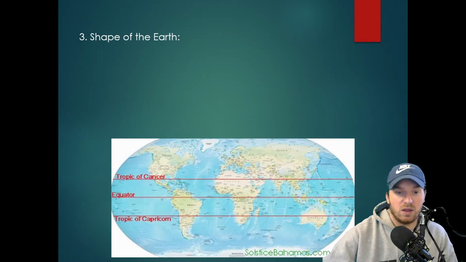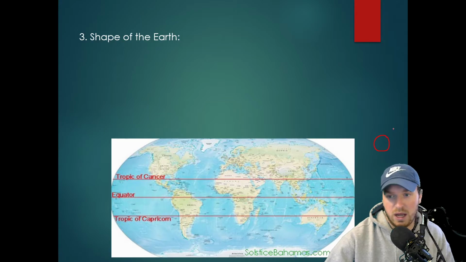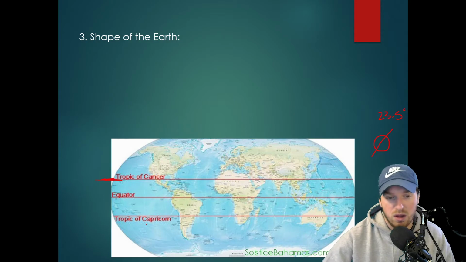So let's think about the Earth here. If we say that the Earth is tilted, remember it's tilted on that 23.5 degrees. And we have the Tropic of Cancer being that 23.5 degrees north, and 23.5 degrees south is our Tropic of Capricorn. This is going to greatly affect our insolation.